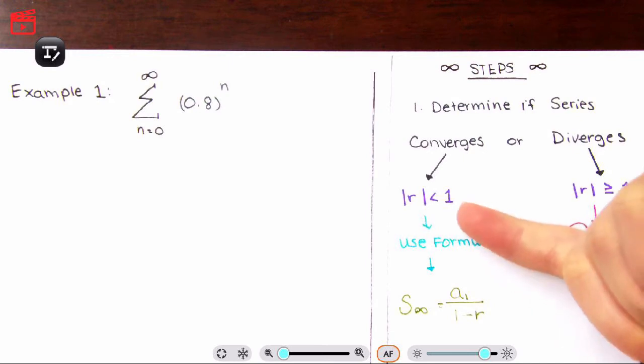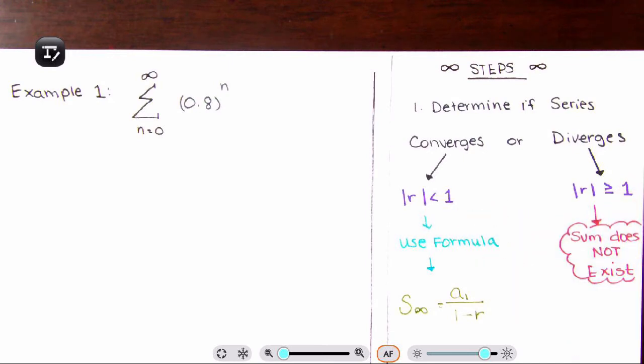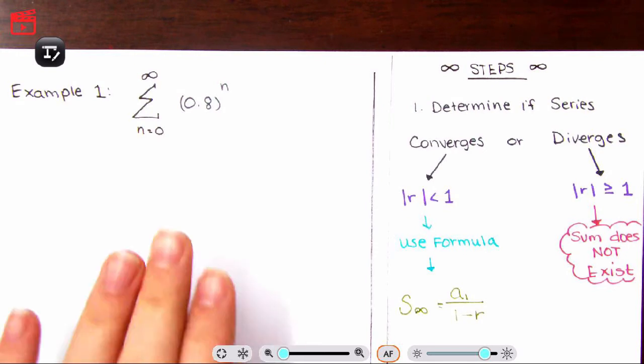So if the absolute value of R is less than 1, then we use the formula, and here it is. If the absolute value of the common ratio is greater than or equal to 1, then the sum does not exist, and we are doing a little happy dance because there's just less math for us to do. All right, let's start with example number 1.